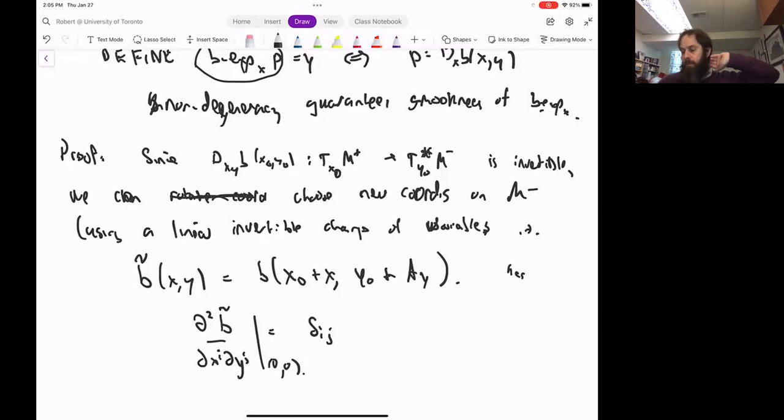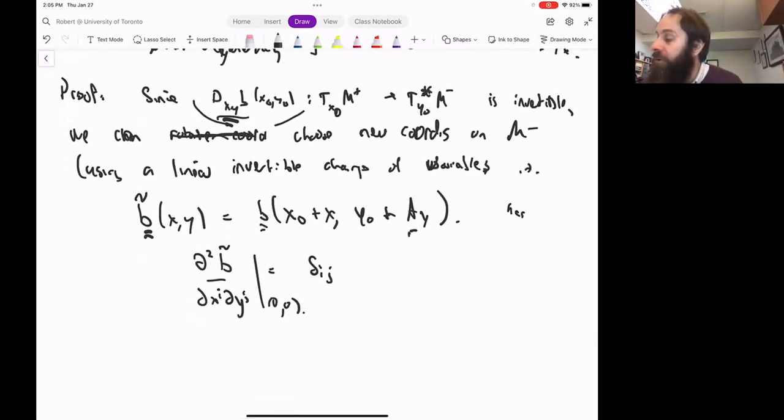Does that make sense? The mixed partials of this thing are given by that. The mixed partials of this thing will be given by this times A. So I choose A to be the inverse of this, and I'm in good shape. And for it to have an inverse, I make this non-degeneracy assumption.